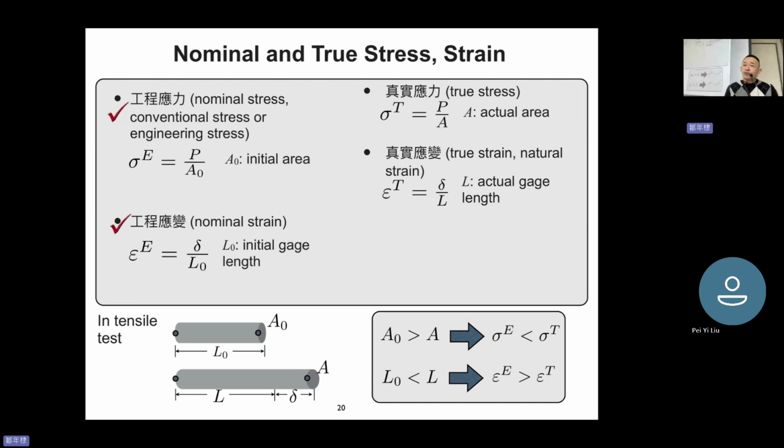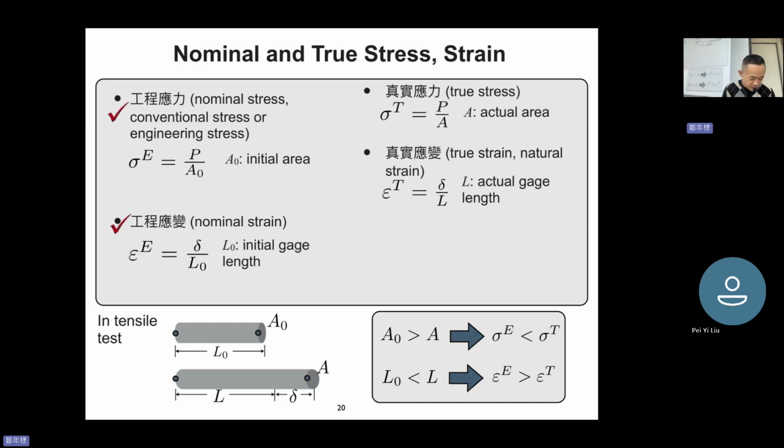But we still need to give you some concept of true stress and true strain. Let's take a look. You can say sigma true equals P divided by A, where A is the actual area at that particular time. Wow, that's really difficult. So A is changing. And L is the actual length at that time, a little bit before dt. So this is a little bit weird.